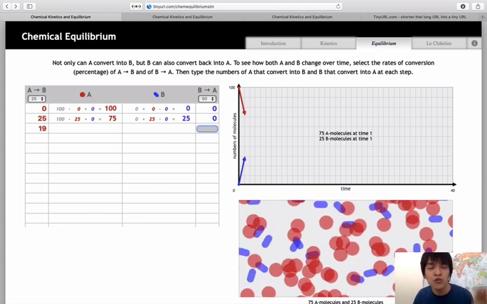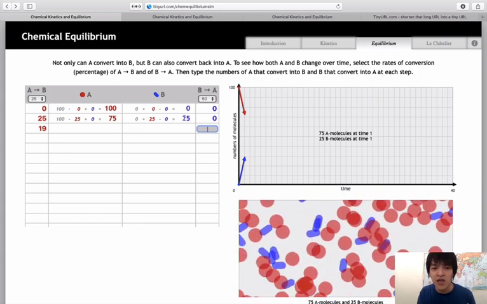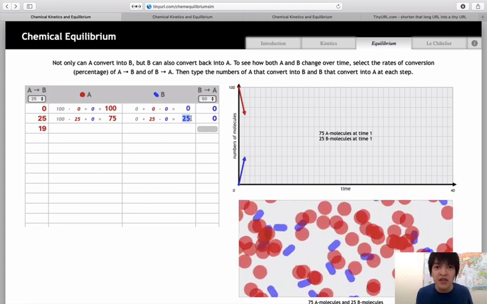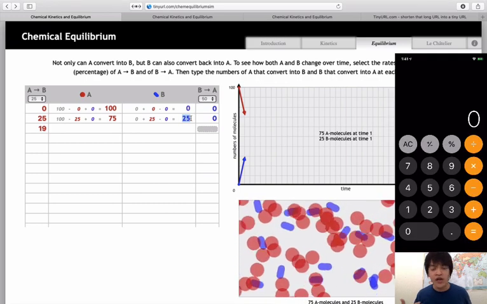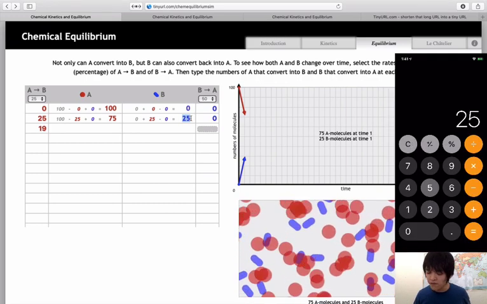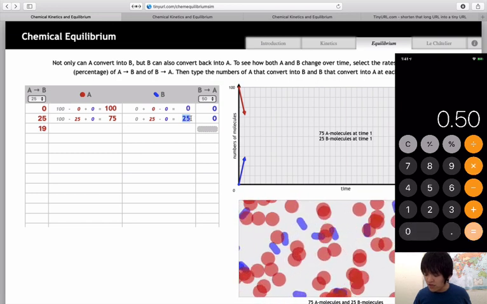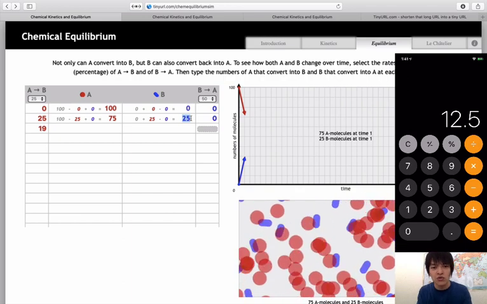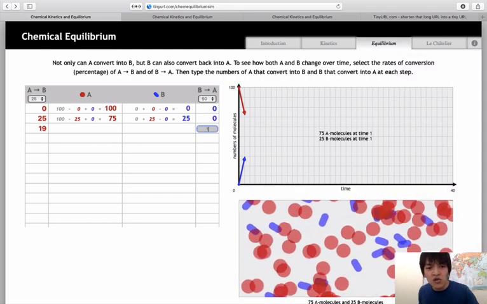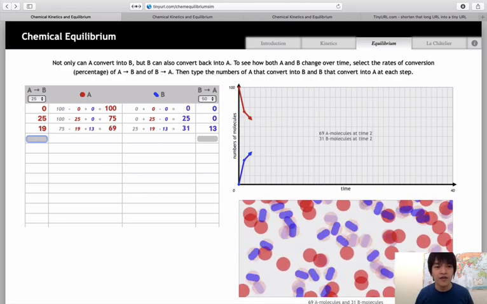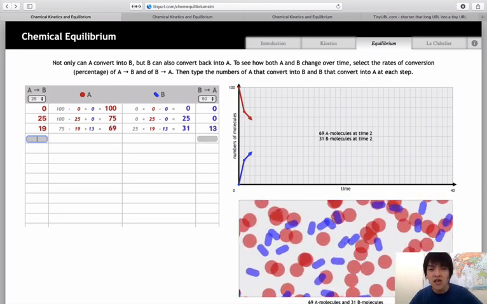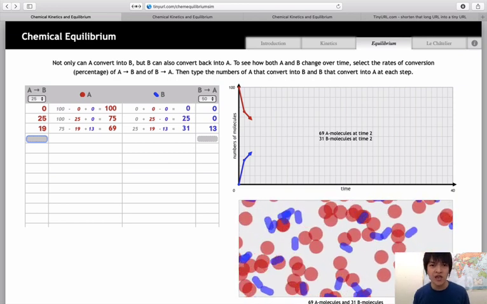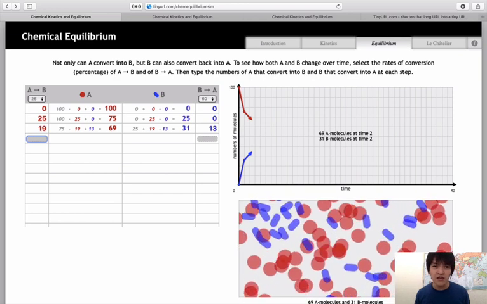Now for B, we do have 25 molecules of B, as indicated right here. Now 50% of this 25 molecules is going to convert back to A in the reverse direction, because equilibrium reactions are reversible. So we're going to start with 25 times 0.50 to get 50%. Okay, 12.5. Since it's 0.5, I'm going to round this number up to 13. So 13 of these 25 molecules are going to convert back to A. And those are our numbers. Then we keep doing this until we reach a point where we think we're going to stop. It'll show you at what point you're going to stop.